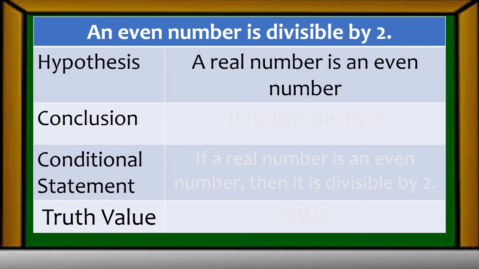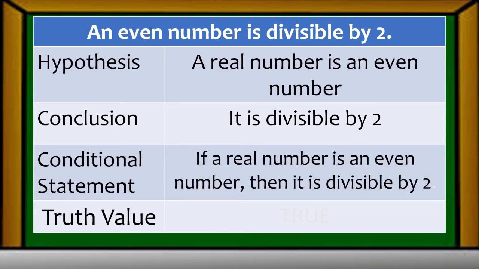Its hypothesis is a real number is an even number. The conclusion for this conditional is it is divisible by 2. From its hypothesis and conclusion, we can now draw the conditional statement: if a real number is an even number, then it is divisible by 2. How about its truth value?